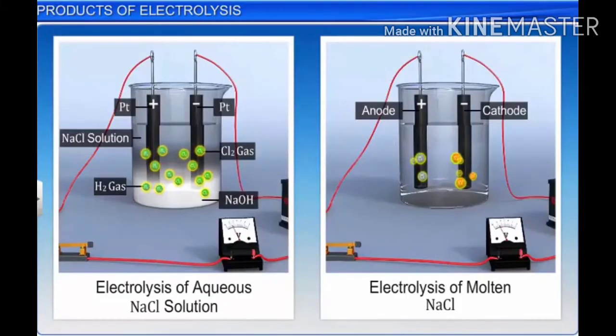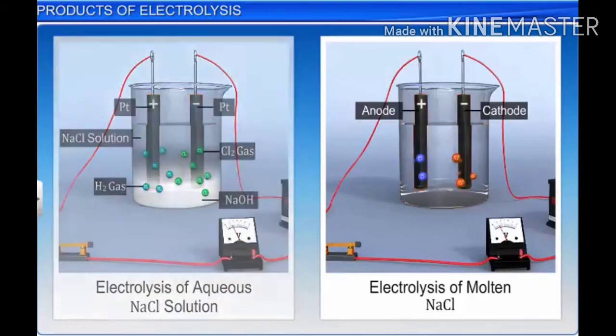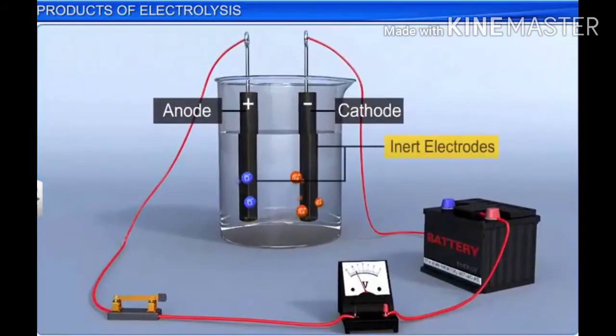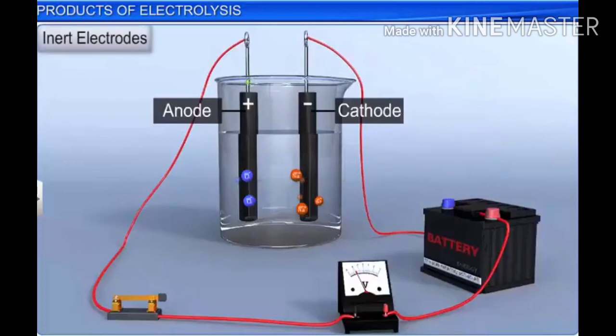The products of electrolysis depend on the nature of the electrolyte being electrolyzed and the type of electrodes used. Inert electrodes do not participate in the chemical reaction. Inert electrodes act as a source or a sink for the electrons, providing a surface for the electron transfer.